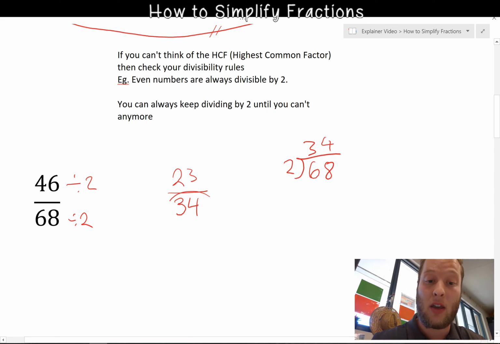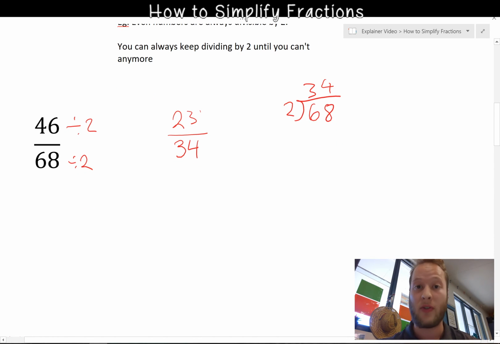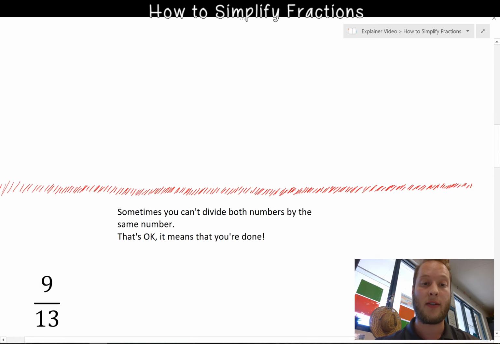So yes, something can go into 34. I could divide it by 2, or other numbers that go into 34. But nothing can go into 23. So that means that neither number can be divisible by the same number. So that means it's the smallest it can get. So 23 over 34 is my smallest and most simplified version of that.